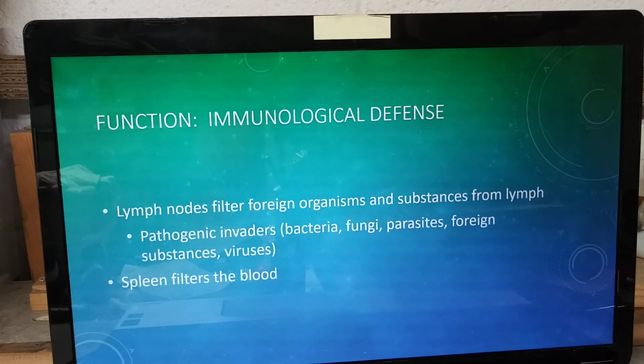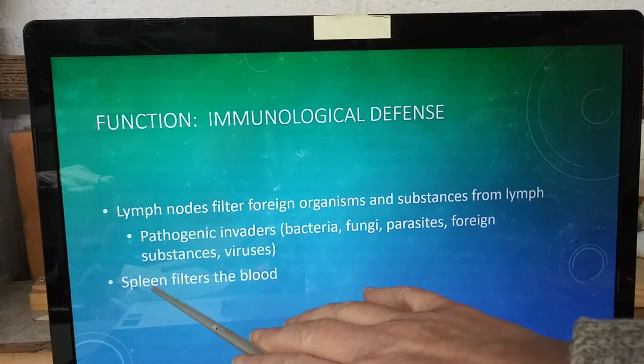The third function of the lymphatic system is immunological defense. The lymph nodes, which we'll learn more about their structure in a moment, filter foreign organisms and substances from the lymph fluid. These pathogenic invaders can be bacteria, fungus, parasites, foreign substances, or viruses.